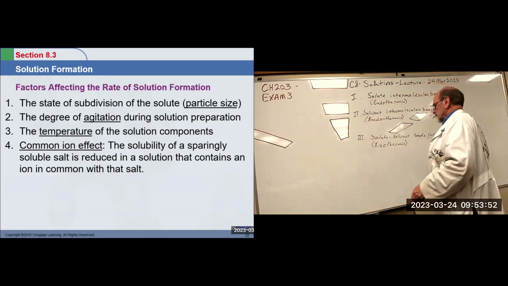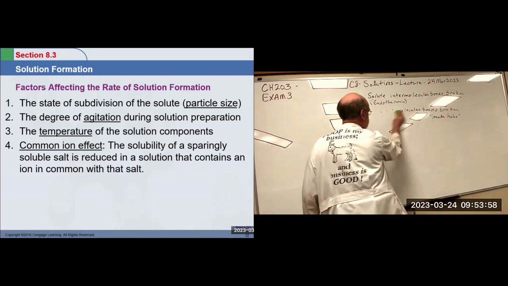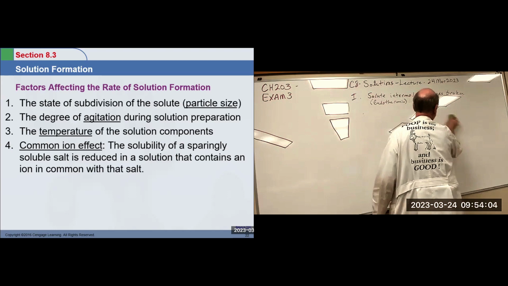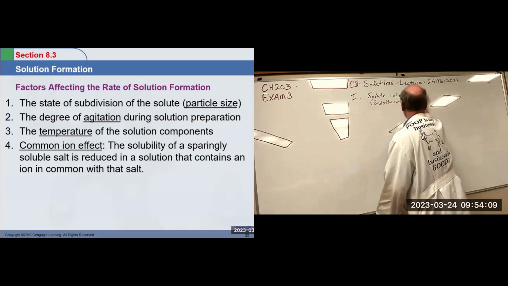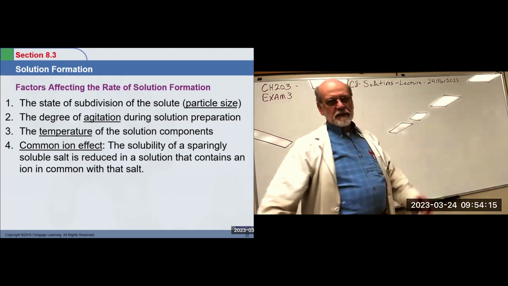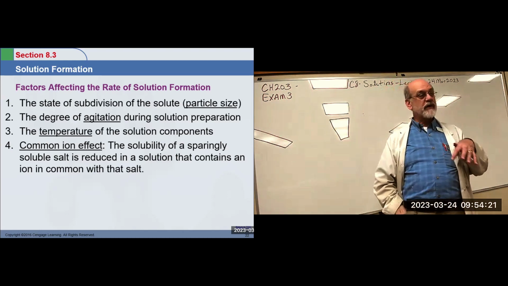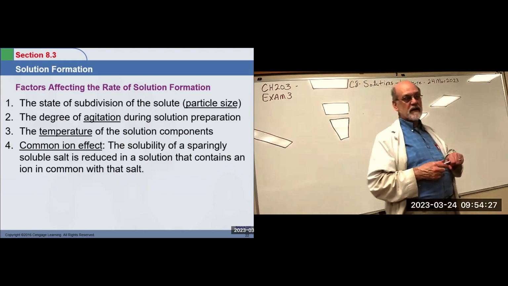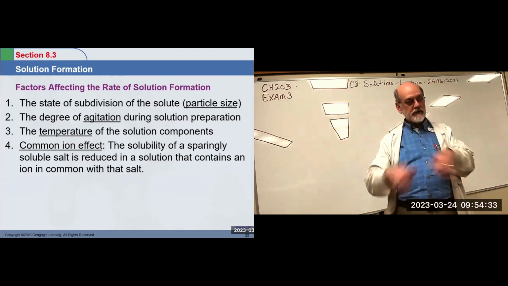So what are the things that will increase the rate of solubility, make things happen faster? Well, it depends on the nature of the solvent and the solute, of course, as to which ones are most important. But if you're going to dissolve a solid in a liquid, particle size is one major factor. The smaller the particle size, the more surface area you have to interact with the solvent, and it goes into solution faster.